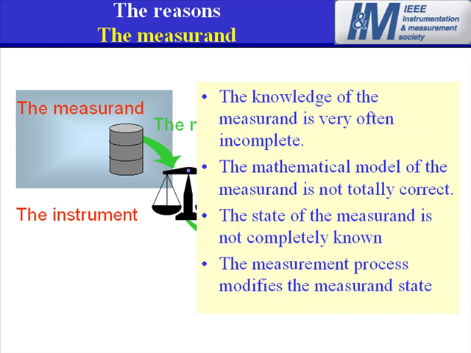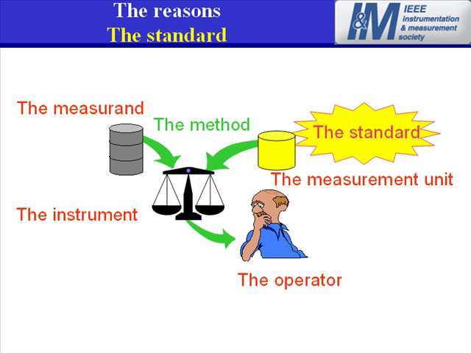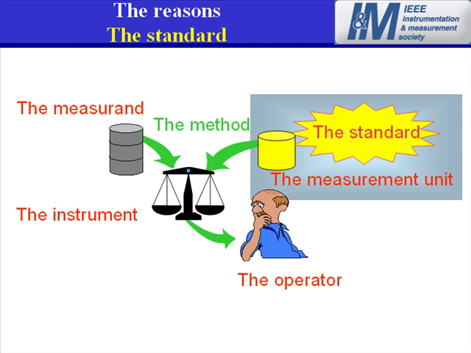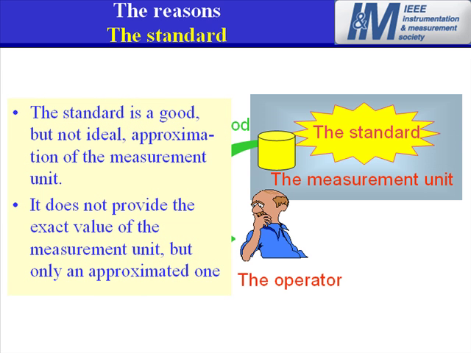Very often, our knowledge of the measurement is incomplete. We model it with a mathematical model that is generally only approximated and sometimes not totally correct. Furthermore, the state of the measurement at the measurement time is not completely known, and the measurement process modifies its state. If we now consider the standard, we realize that it is generally a good realization of the measurement unit, but not an ideal one. So it can provide only an approximation of the measurement unit.